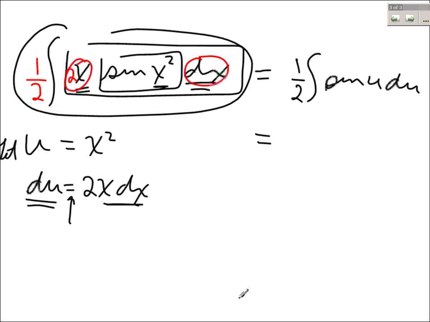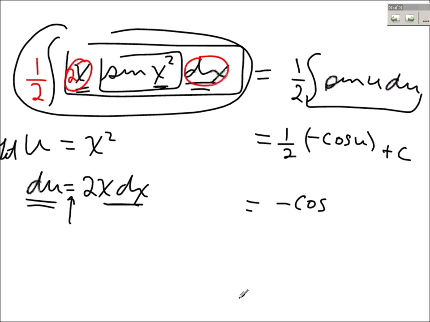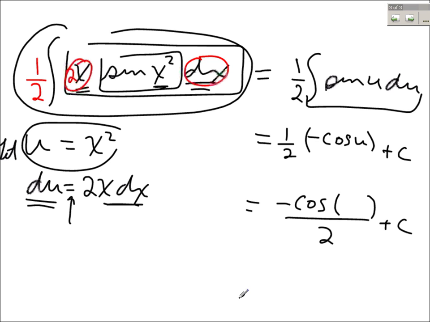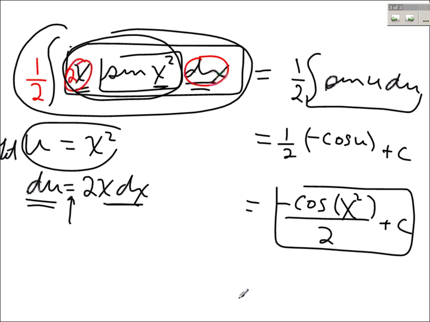But this is a straightforward integral. You're supposed to know the integral of sine of u. It's negative cosine of u plus c. So the answer is negative cosine of u over 2 plus c. And u is whatever it is. In this case, it's x squared. Take the derivative of this, you should get x sine x squared.